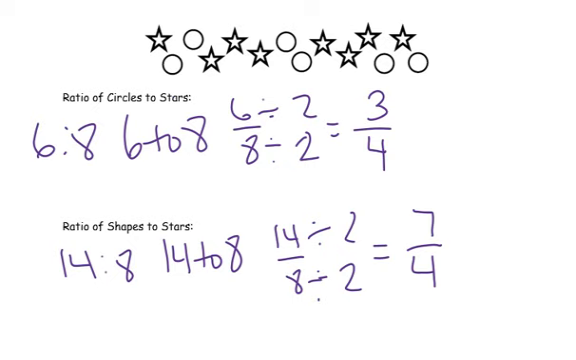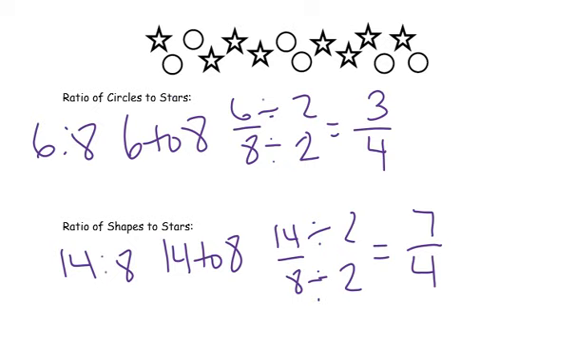Unlike with fractions, when you have an improper fraction, you have to change it into a mixed number. With ratios, however, you do not have to do that because the comparison is between the shapes and the stars. So it is 7 shapes to 4 stars. It does not need to be changed into a mixed number.